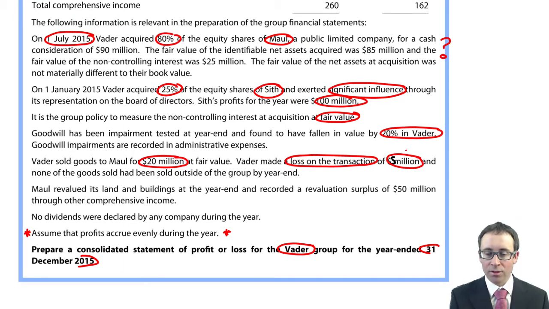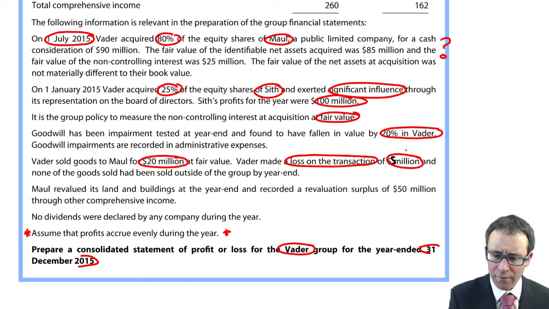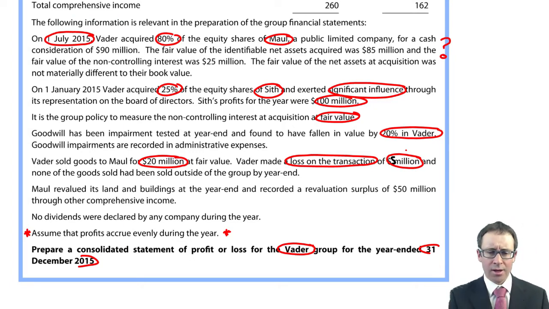None of the goods have been sold outside of the group by the year end. Moore revalued its land and buildings at the year end. So Moore is the sub, and there's a revaluation surplus. Is it of 50 through OCI? No dividends were declared by any company during the year, so we don't need to adjust the investment income.